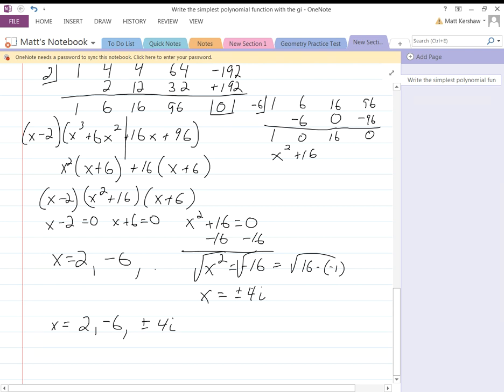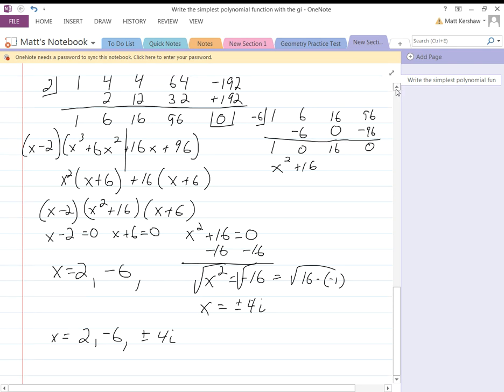So each example is different. Always try factoring first, the GCF, before you go to trying the PQ test.